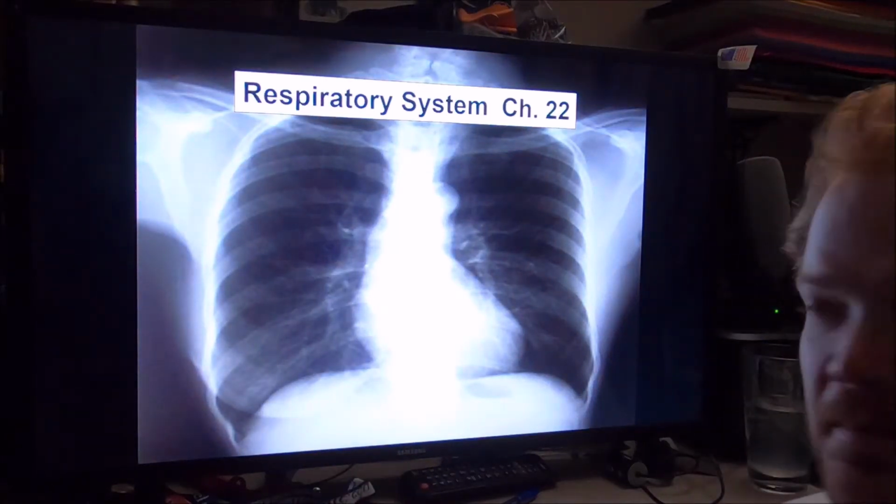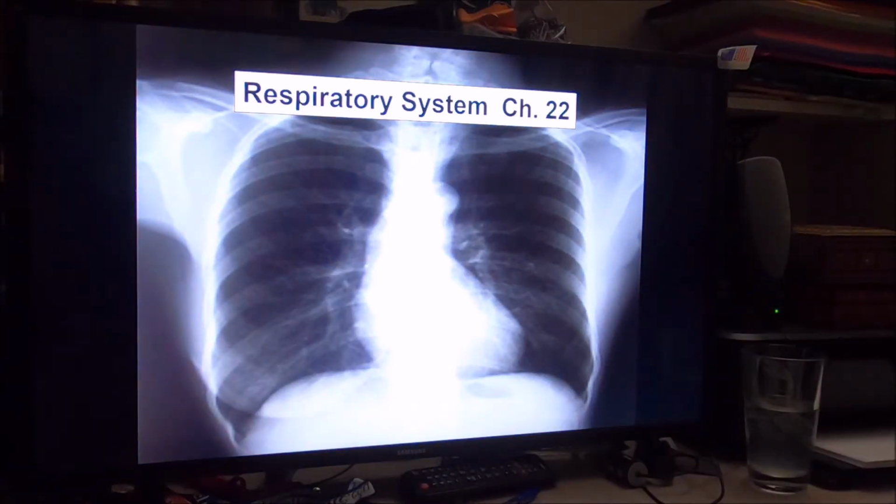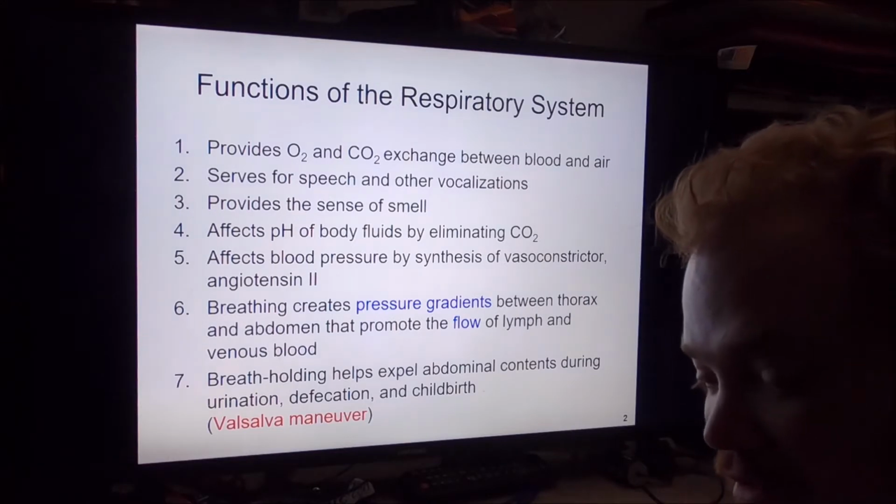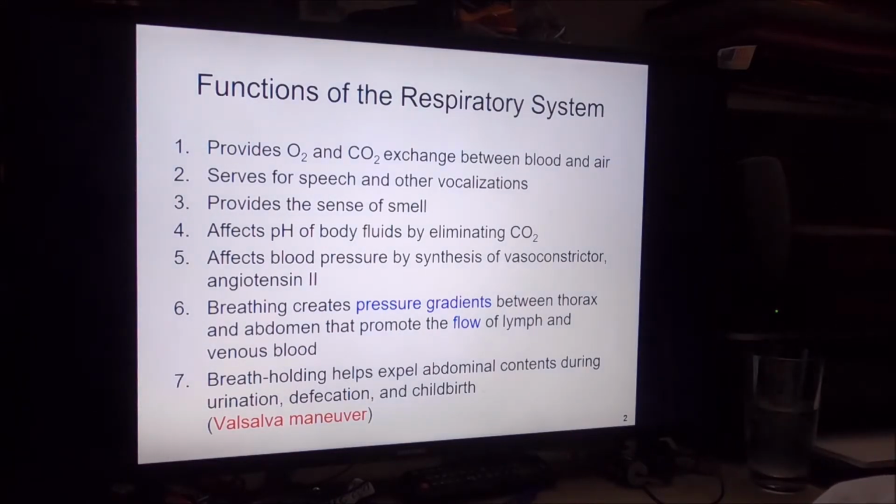Hi everybody, and welcome back to a lecture on the respiratory system. So this is chapter 22. There are a number of different functions for the respiratory system.